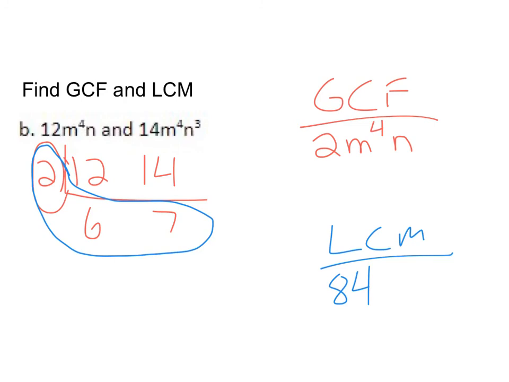If we are looking at the least common multiple, we are thinking more. So m to the fourth and m to the fourth. Once again, this is the same, so we're sticking with m to the fourth. But with n and n to the third, we're taking the greater one, so n to the third. So there we are with our GCF and LCM.